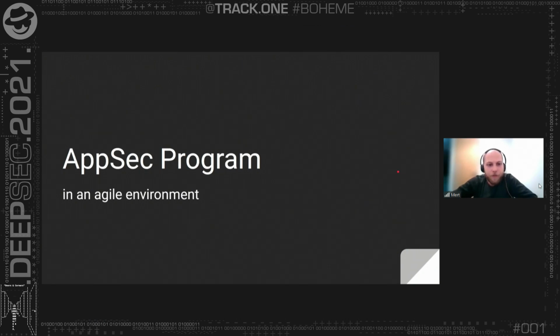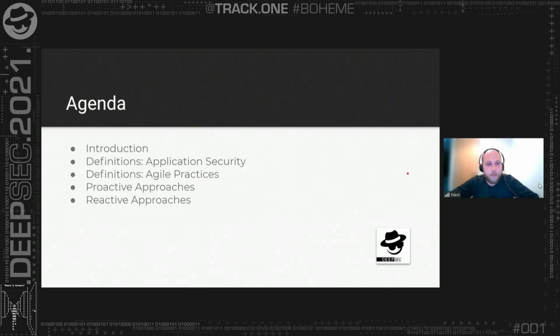Hi everyone, welcome. I'll talk about application security programs in an Agile environment, mostly at scale. How can you do that? My agenda: I will first introduce myself, and after that we will go over some definitions, like application security and Agile practices, which I believe is still very controversial in terms of definition.